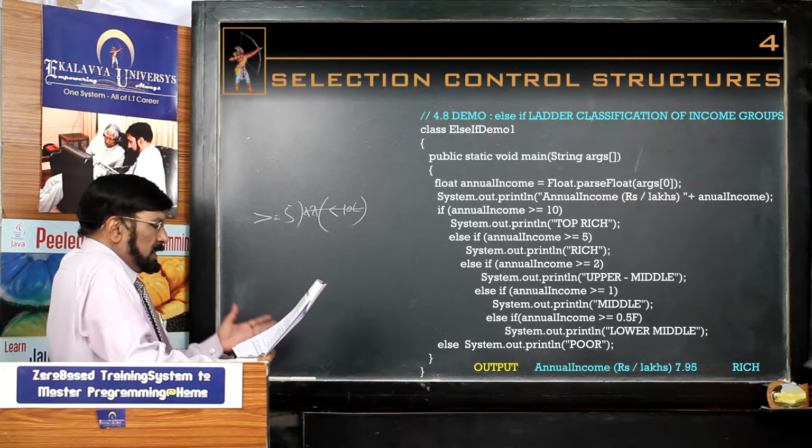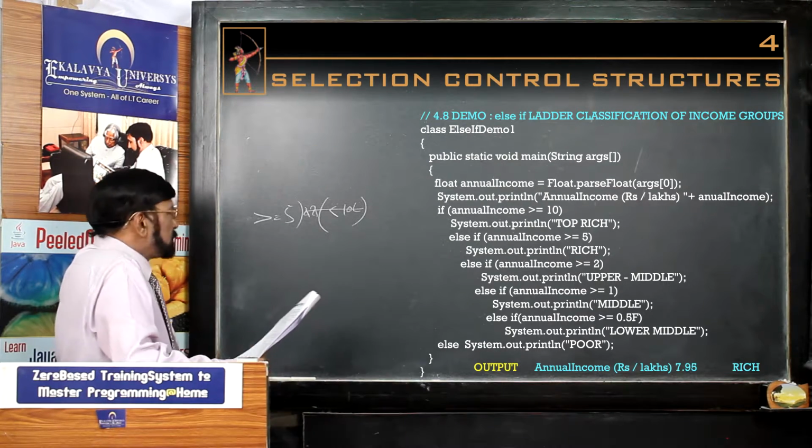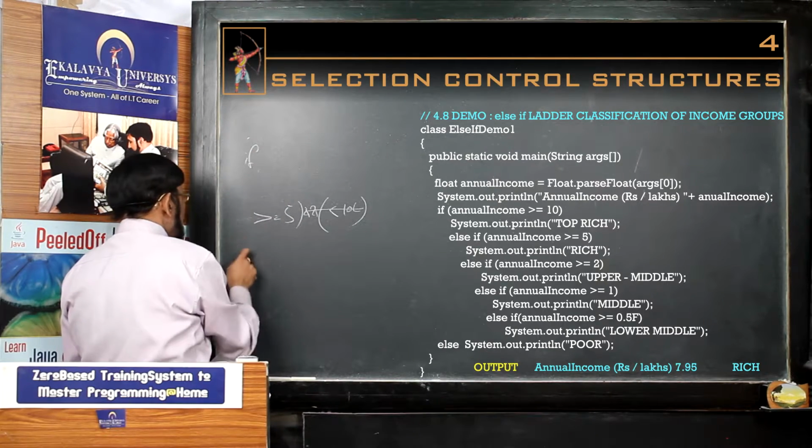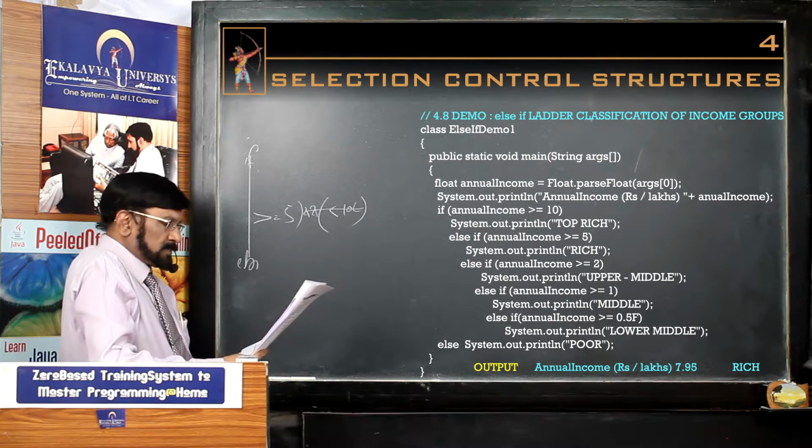Thereafter you see that I have written it in an else if ladder shape. Thereafter finally else. This is the structure. In this way, the last one comes, poor.